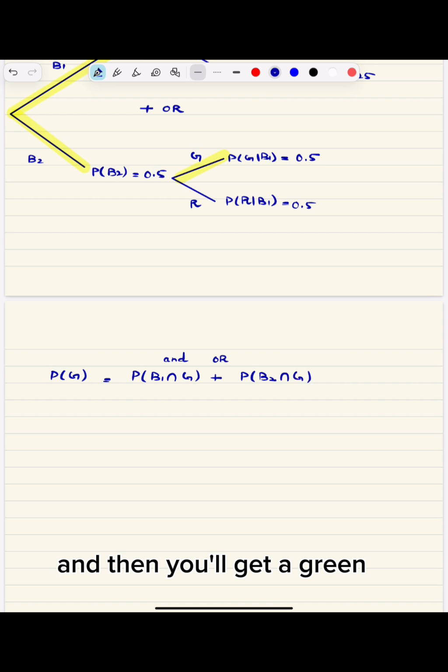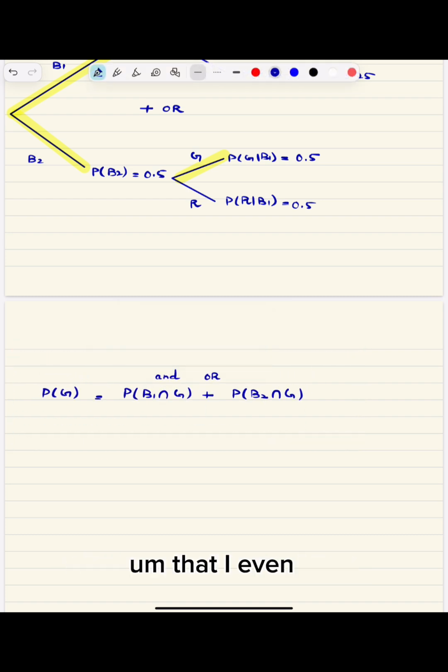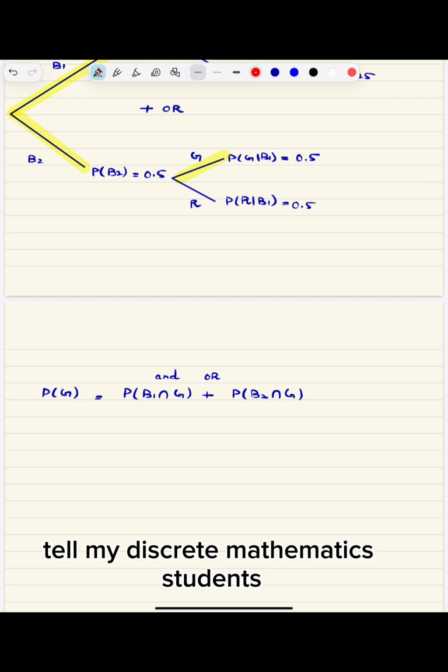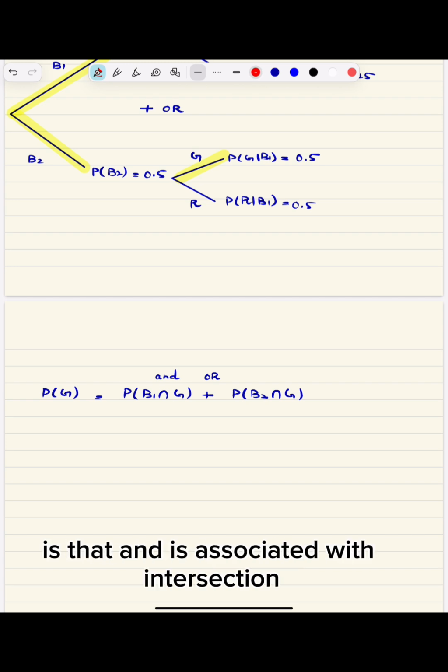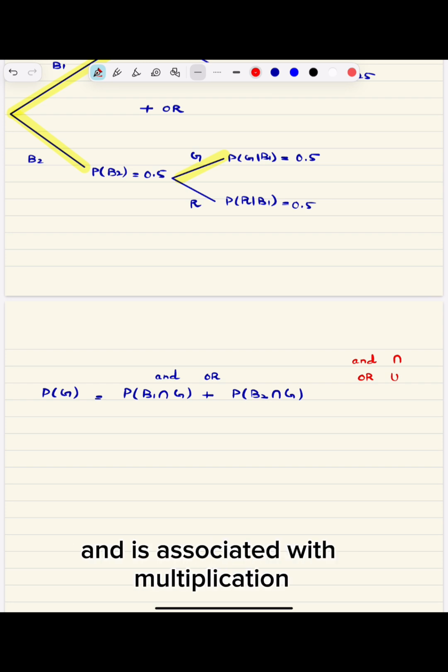A few tips that I even tell my discrete mathematics students is that "and" is associated with intersection and "or" is associated with union, and when it comes to probabilities, "and" is associated with multiplication and "or" is associated with addition.